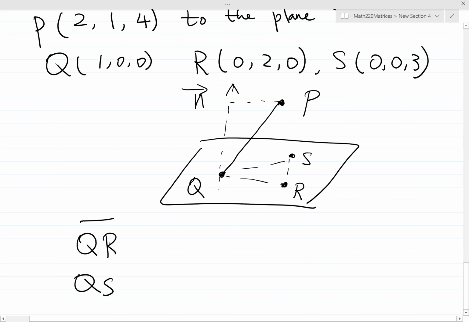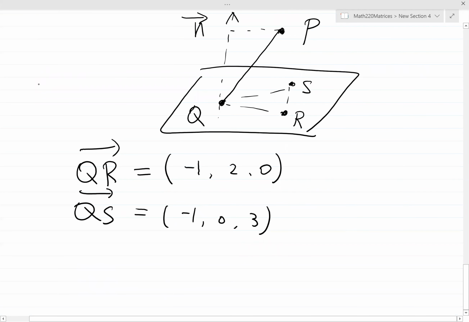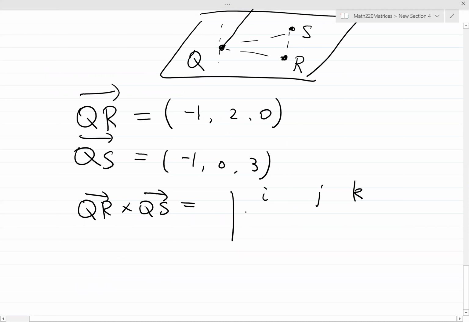So we find the vectors QR and QS. QR will be head minus tail, so this will be (-1, 2, 0). QS, head minus tail, will be (-1, 0, 3). So QR cross QS gives us the normal direction. We use i, j, k. QR is (-1, 2, 0), QS is (-1, 0, 3). Find the determinant of this.